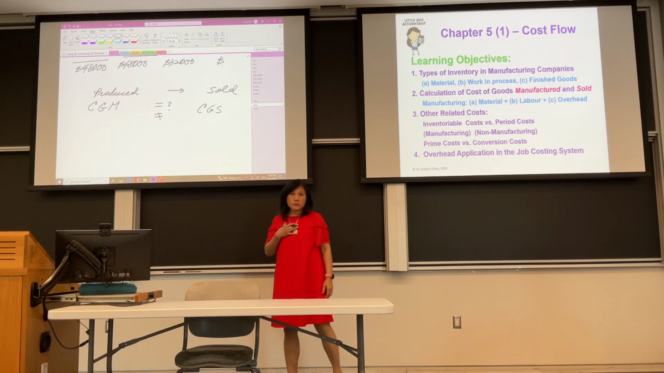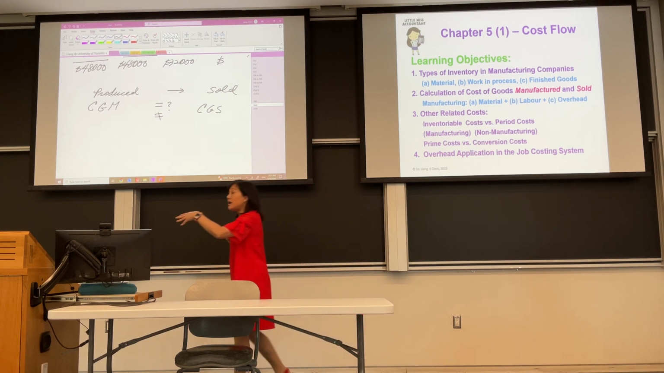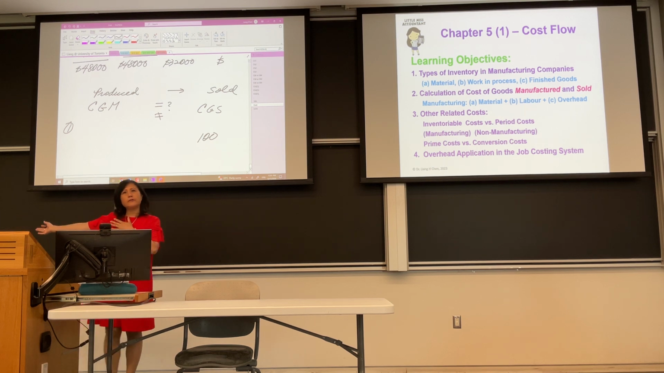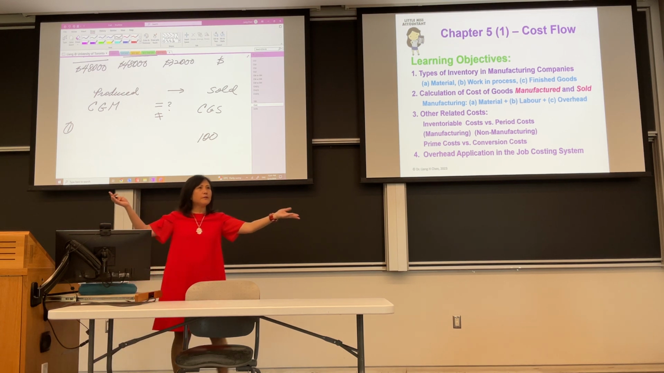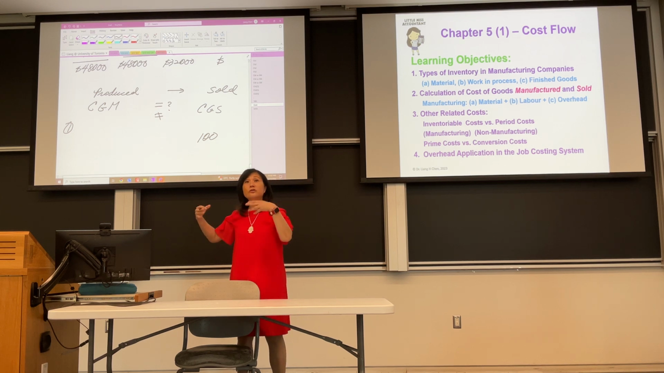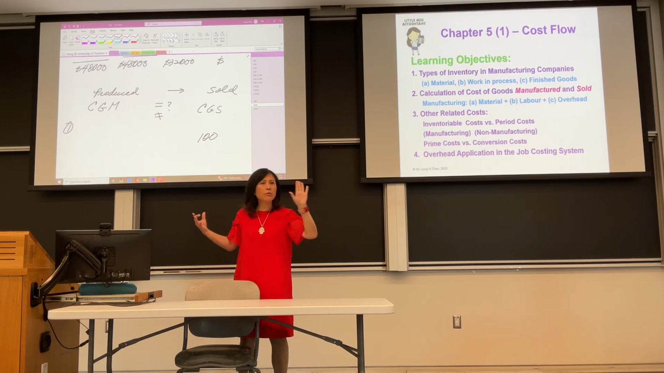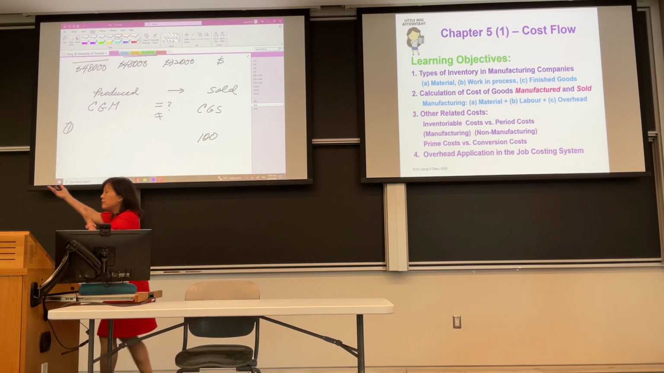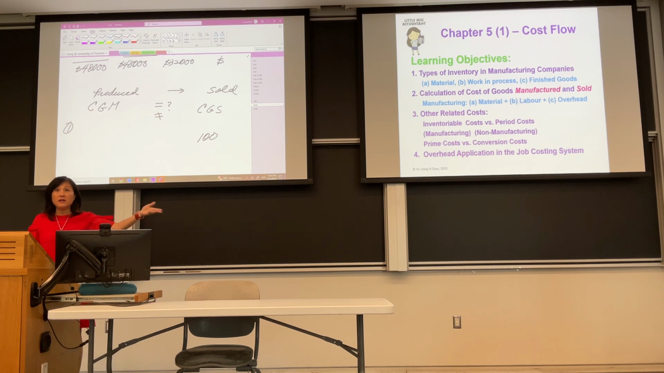So suppose I sell 100 units. Scenario number 1. I don't have anything left over from last accounting period. I don't want to have anything left over from this accounting period. I want to sell 100 units. How many units do I have to make? I don't have anything left over from before. I don't want to have anything left over. I want to sell 100 units. How many units do I need to make?